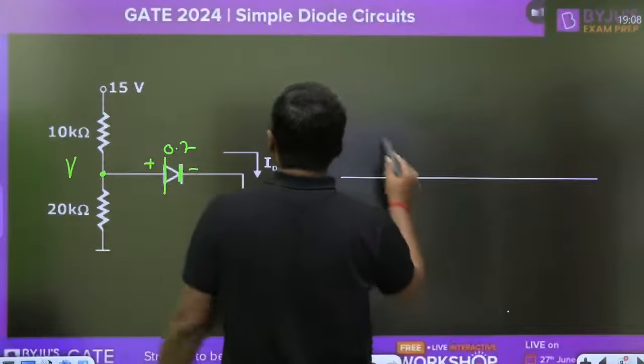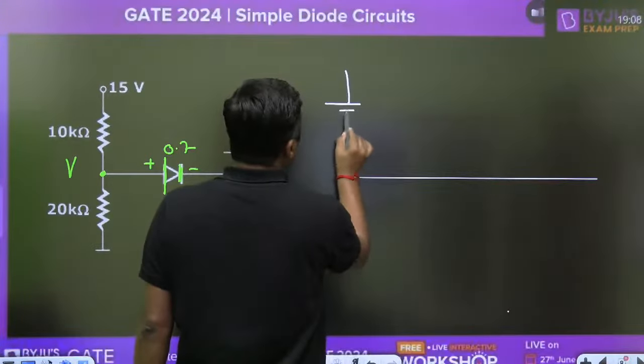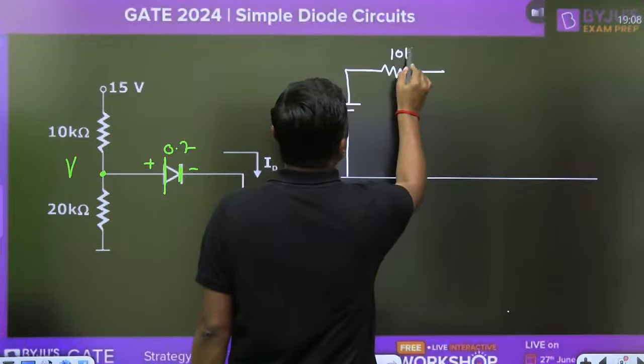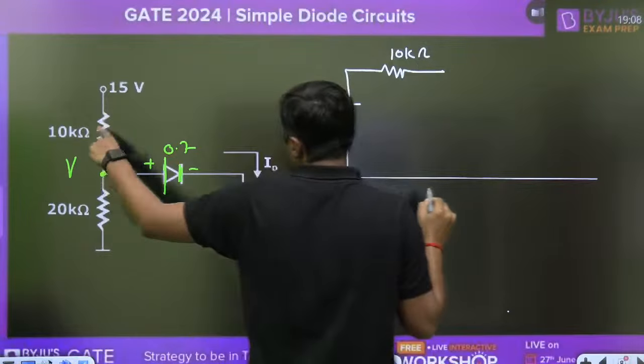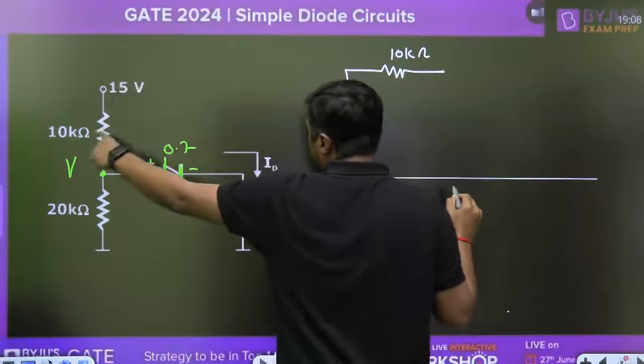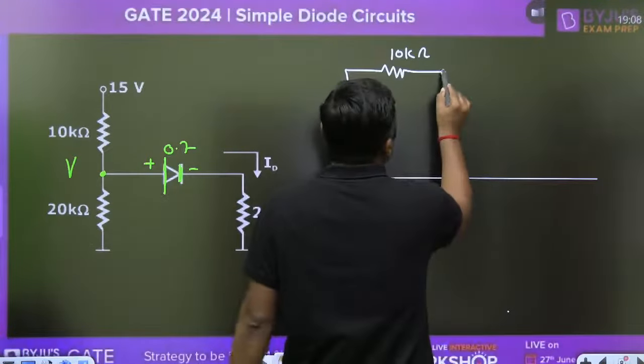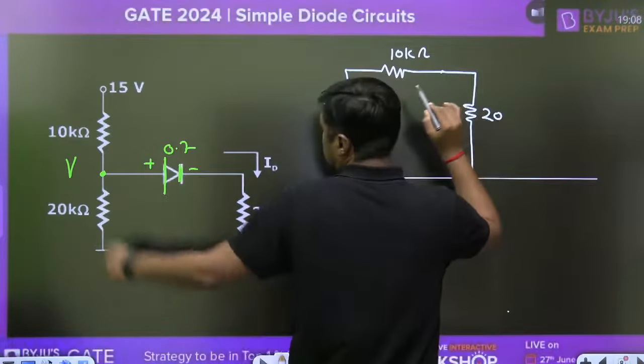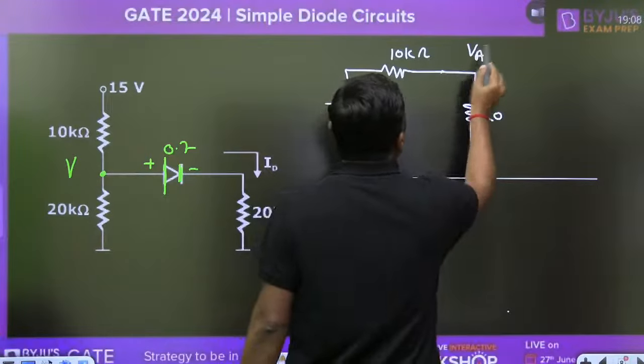This battery is 15 volt. This resistor is connected as 10 kilo ohm. This is the 15 volt, the second point is connected to ground, then 10 kilo ohm, then this is connected 20 kilo ohm, and this is the VA. I'm talking about this VA.